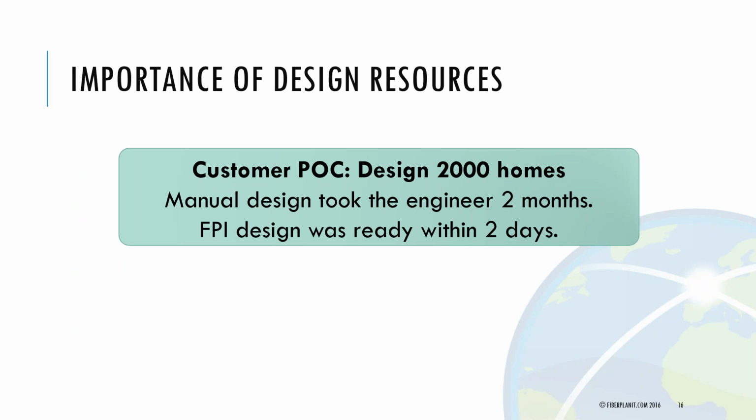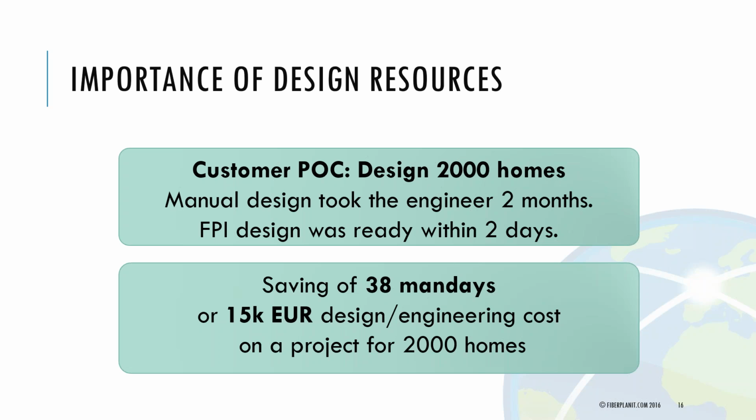Now, looking again at a proof of concept for a customer where 2,000 homes needed to be designed. Doing a manual design on this particular area took around 2 months, and then using FiberPlanIT, loading in the same type of design rules, the calculation was done within 2 days.